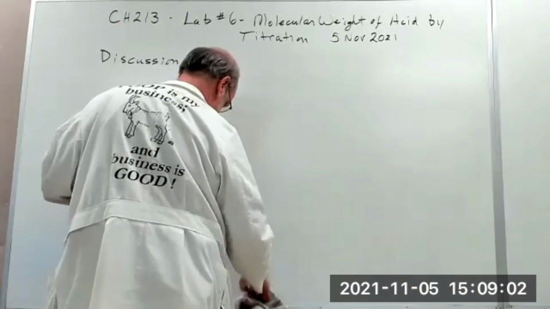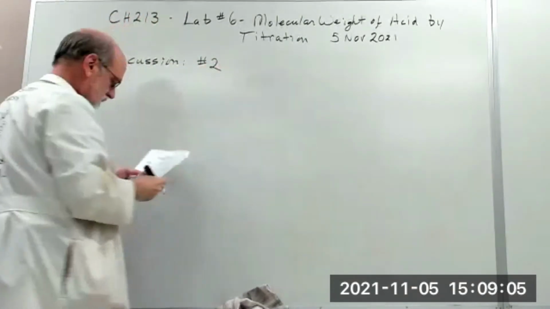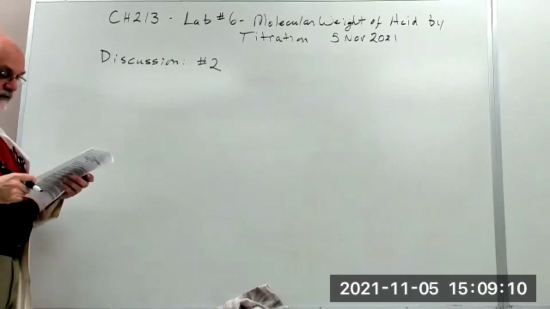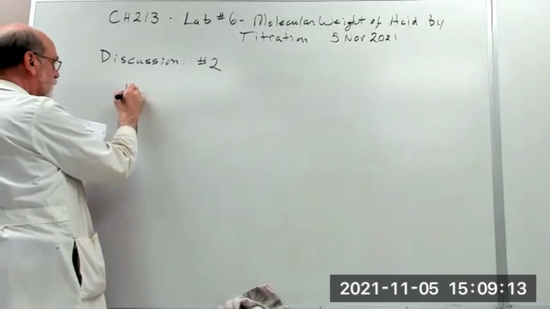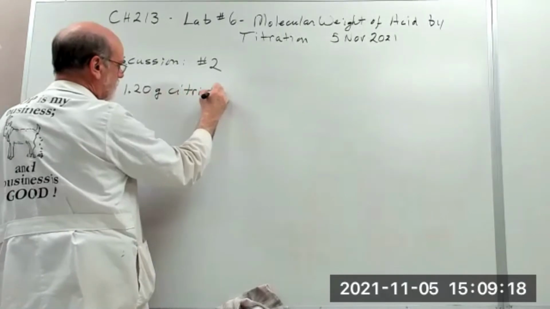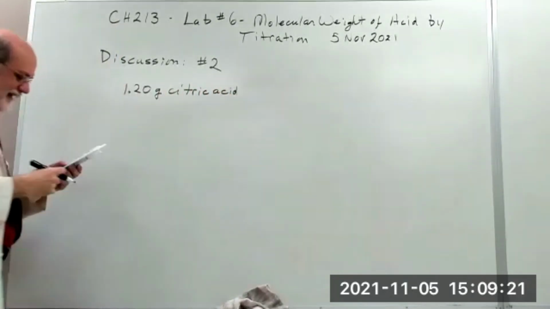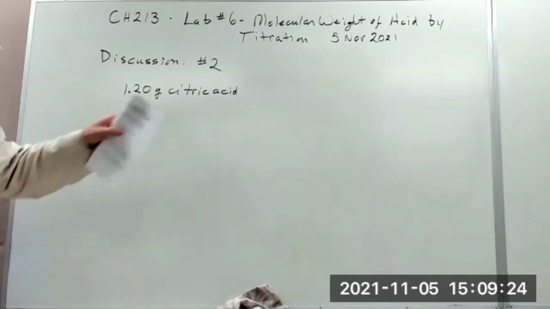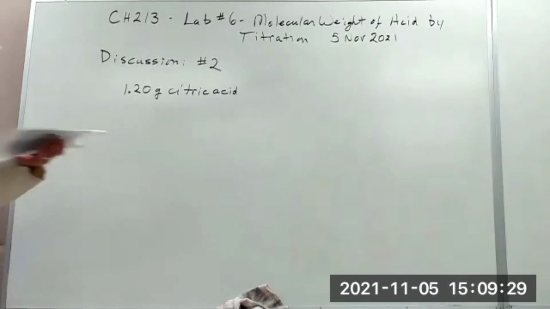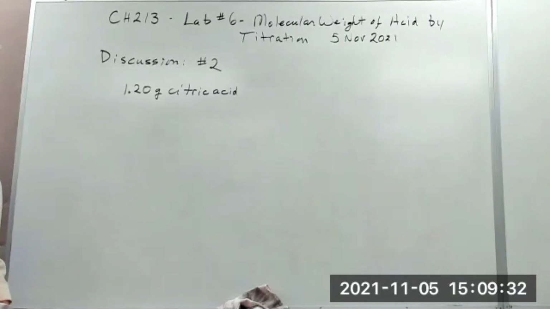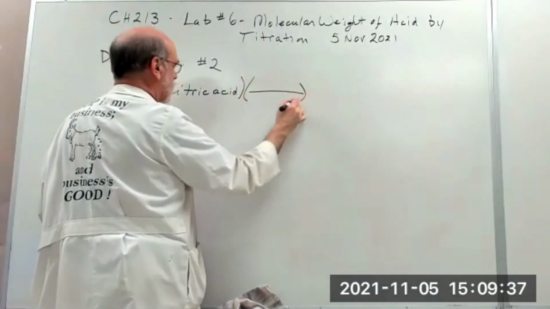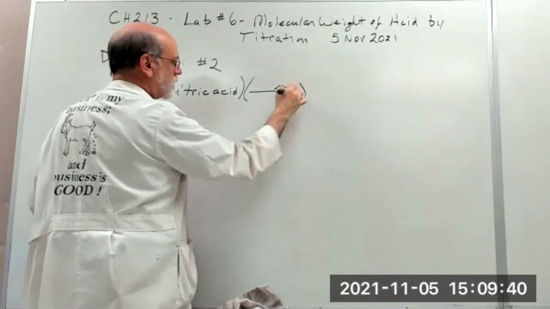Number 2. Now we want to know, calculate the volume of 0.75 molar sodium hydroxide solution required to titrate 1.20 grams of citric acid. Okay. We need to know how many moles that represents. Otherwise, apples and oranges. Right? This is mass. We need moles. So we need an accepted value for citric acid.